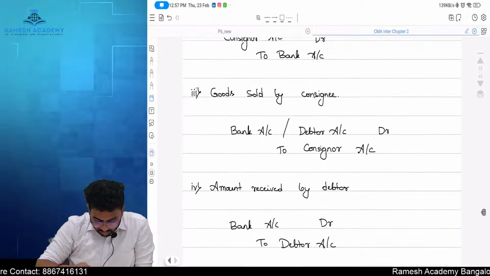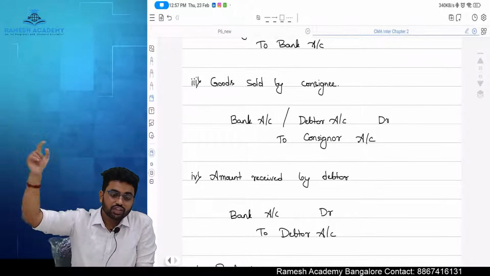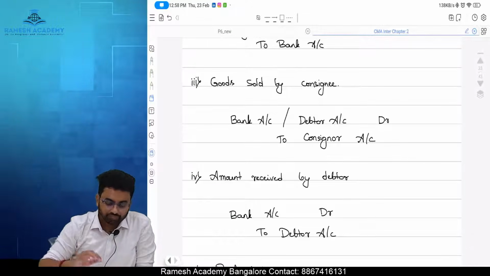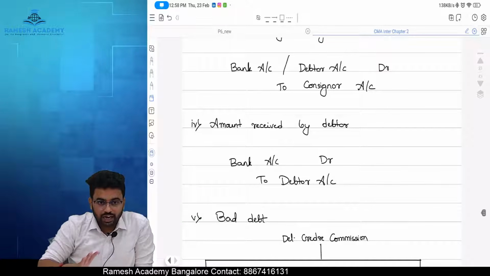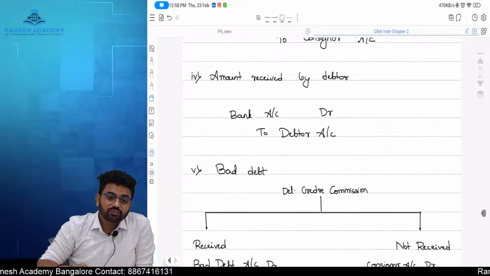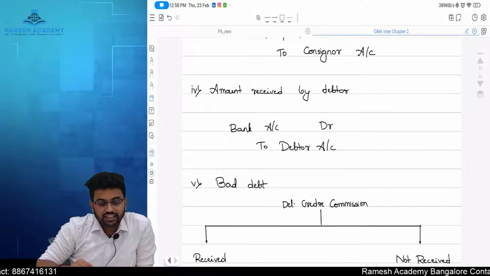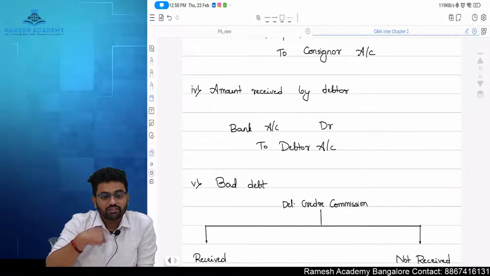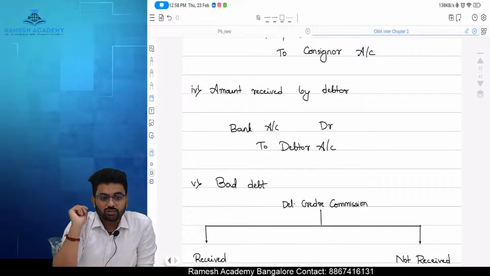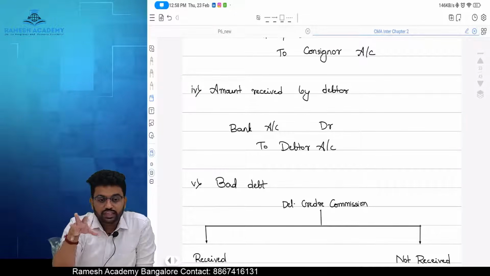Next, when the amount is received, the debtor will pay us, not our consignor. So when the debtor pays us, what will be the entry? Bank or cash account debit to debtor account. Okay. Bad debt. When there is bad debt, we should see whether we received the del credere commission or not. If we had received the del credere commission, bad debt is our expense. So what will be the entry? Normal bad debt entry: bad debt account debit to trade receivable account or debtor account.